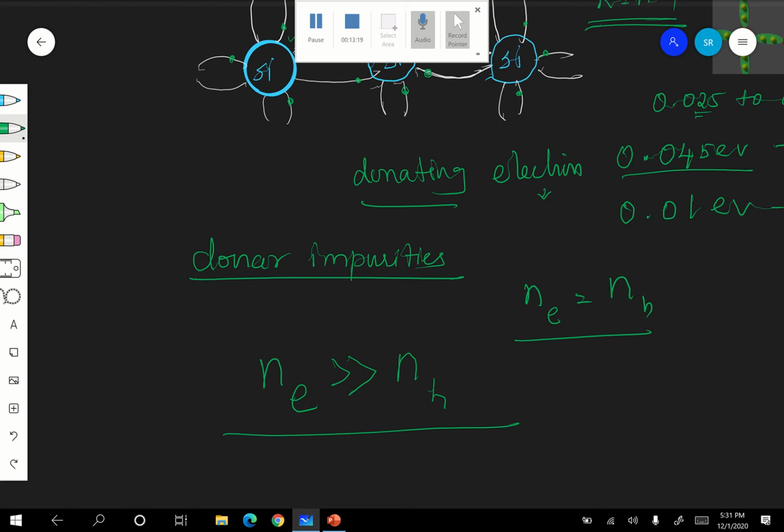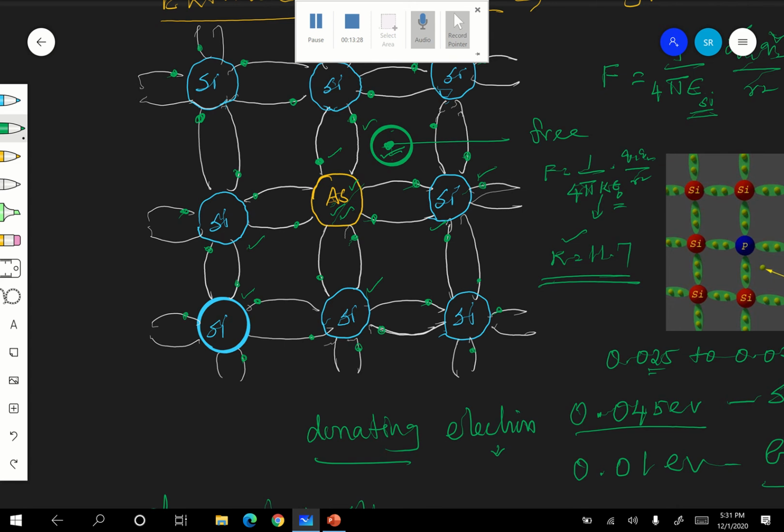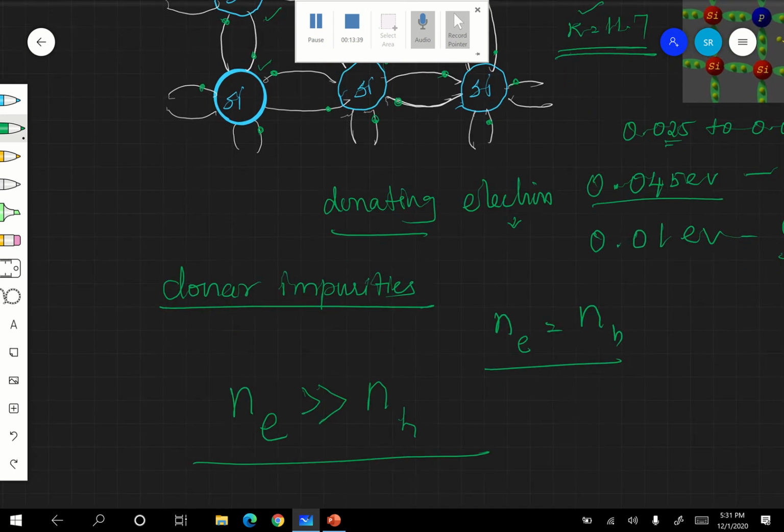In an N-type semiconductor, when you add a pentavalent impurity, what happens? The fifth electron of the pentavalent impurity is loosely bound. If a slight energy is given to it, immediately it will go to the conduction band and be available for conduction. Therefore, the total number of electrons in the conduction band will definitely be more than the number of holes in the valence band.